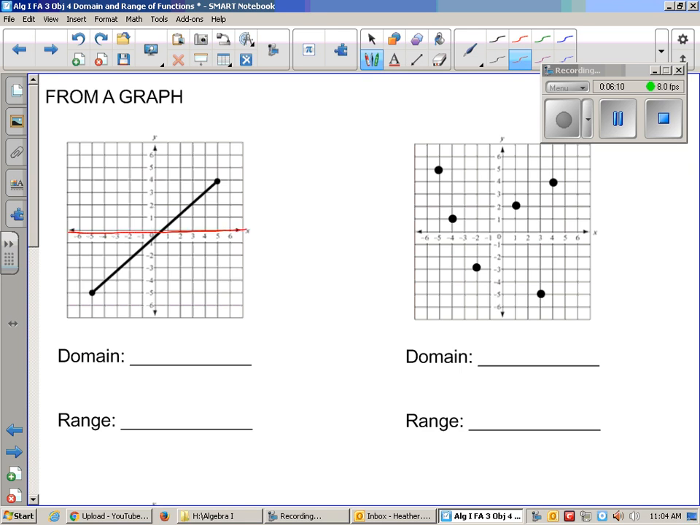So my domain is left and right. My x's are left and right. My range is up and down. My y's are up and down. So what we're going to do this time is we're not going to write a list of numbers because these are not individual points. This graph is not isolated, separated points. We'll do that one next. It's a solid line that includes all or a lot of numbers starting at one and ending at another.